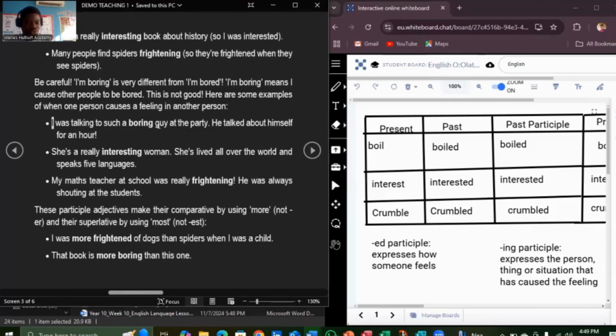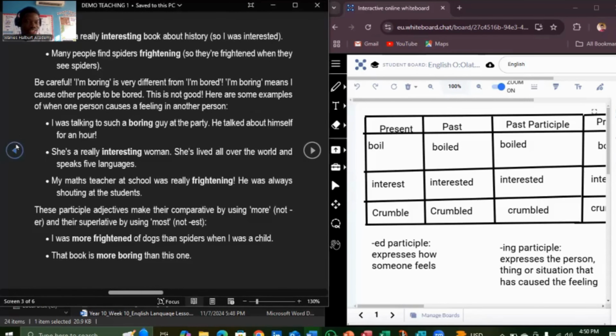In the previous example, we use the word bored, which expresses how someone feels. But here we have a boring guy. So a boring guy makes the I, this person, the speaker, to feel bored. So we use the ing participle to express the person that is responsible for the feeling that that person is going through. So that is how participial adjective works.